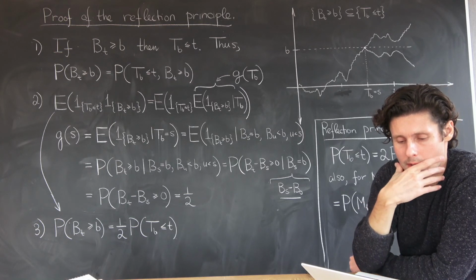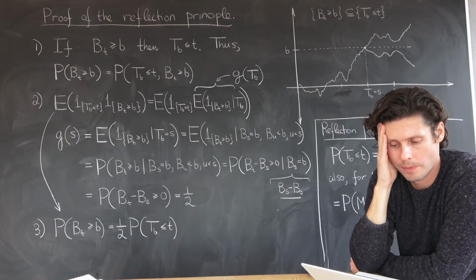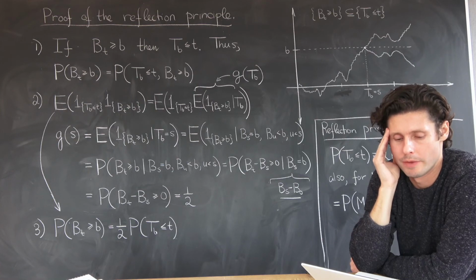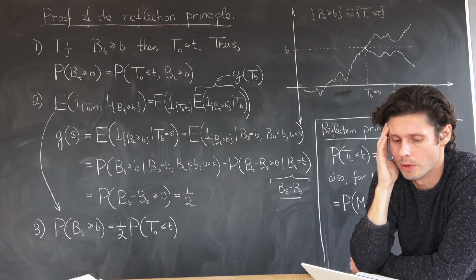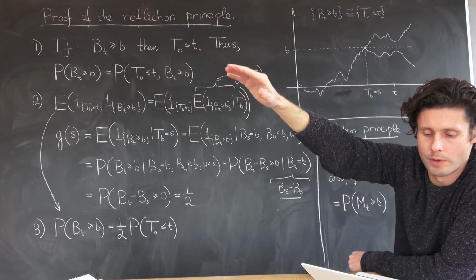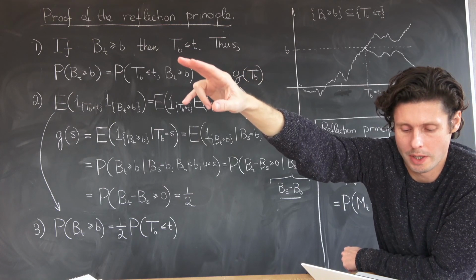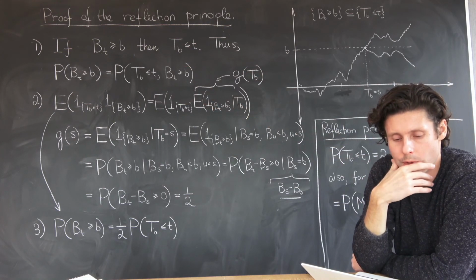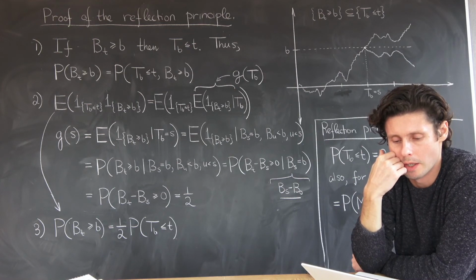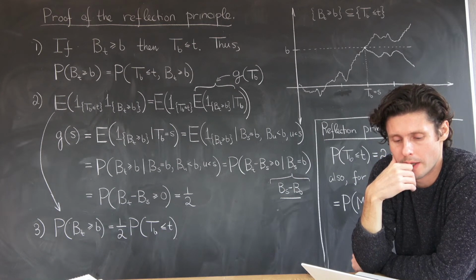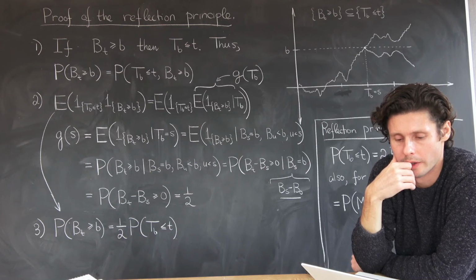So let's look at a proof of the reflection principle. We're going to have 3 steps, and the first one is maybe the most crucial. It says that if we find the Brownian motion at time t above the level b, then the first hitting time of that level has already occurred.